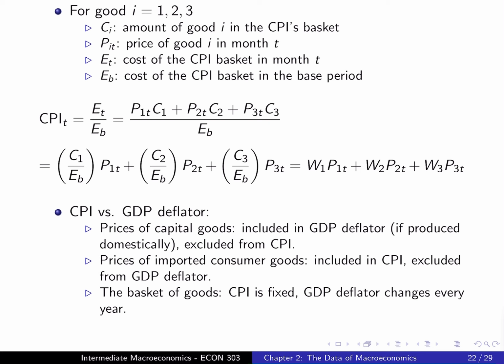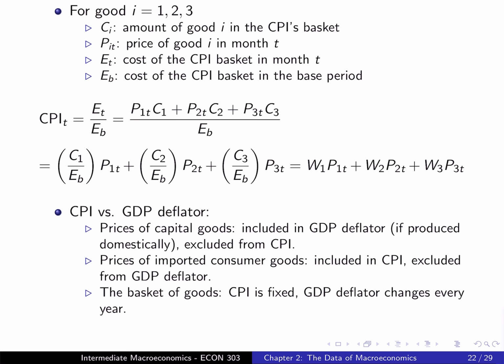Let's break down how the CPI is computed and how it compares to the GDP deflator. Assume we have 3 goods indexed as 1, 2, and 3. Ci is the quantity of good i in the CPI fixed basket. Pit is the price of good i in month t. Et is the cost of the CPI basket in month t. Eb is the cost of the CPI basket in the base period.